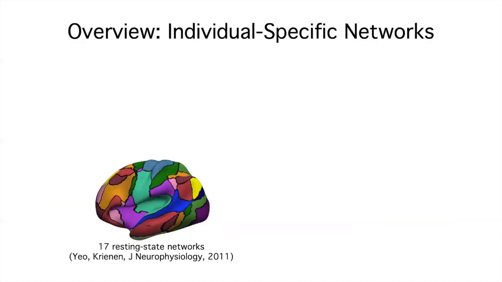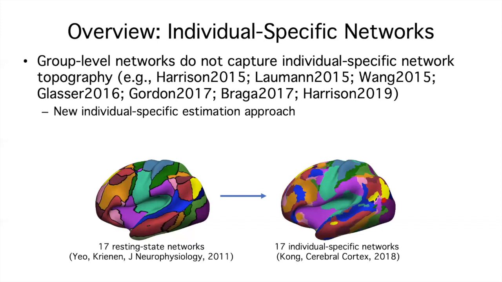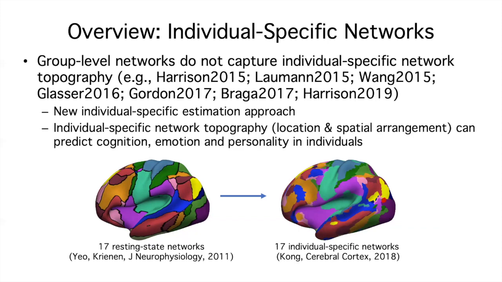As I was saying earlier, resting state fMRI can be used to map large-scale networks in the brain. This is the 17 network parcellation from my 2011 paper. These networks are obtained by averaging data across 1,000 subjects. The problem is that group level networks do not capture individual specific network topography. So today I'll show you Ruby's approach for estimating individual specific networks. We also show that individual specific network topography can be used to predict behavior in individual subjects.